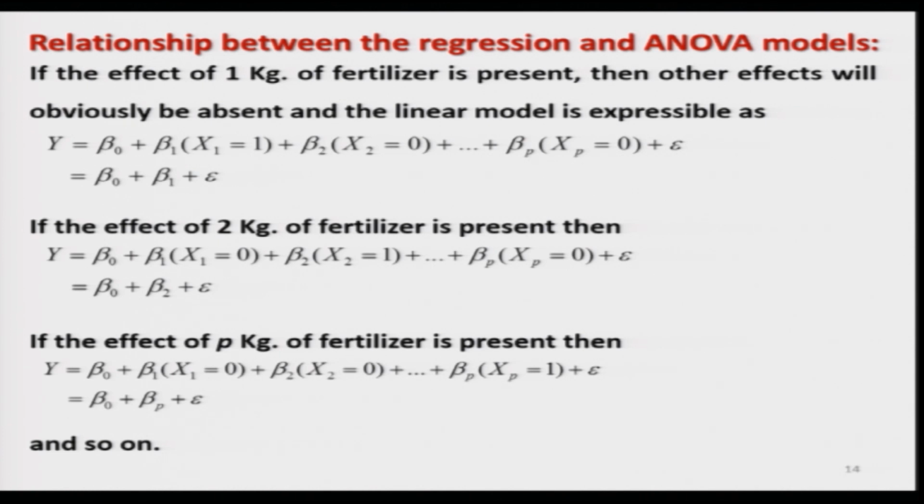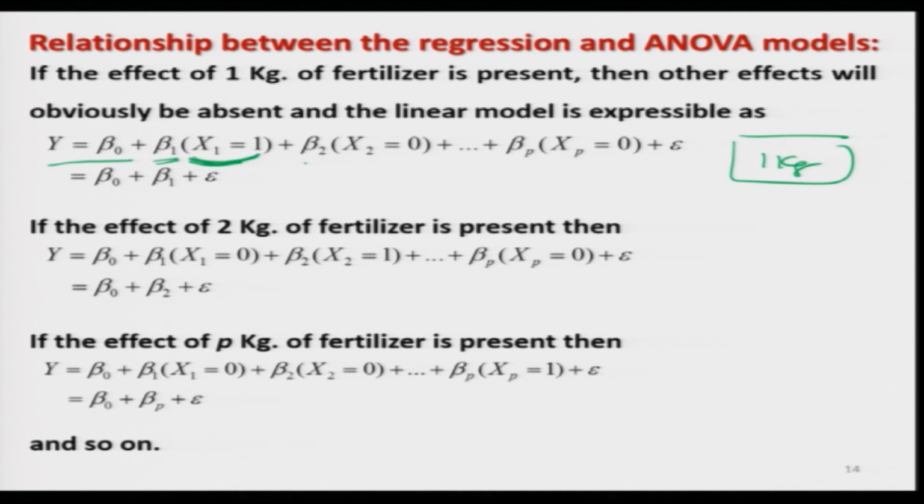Now, the same thing I am trying to do here, suppose there are p such labels. And suppose in a given plot we have used only 1 kilogram of fertilizer. So, obviously, in this case the effect of 1 kilogram of fertilizer will be present and the effect of all other quantities of fertilizer, 2 kg, 3 kg etc., will be absent. So, in this case the model can be written as y is equal to beta 0 plus beta 1. Now, x 1 here is equal to 1 and all the values of independent variables x 2, x 3, up to x p will become 0.